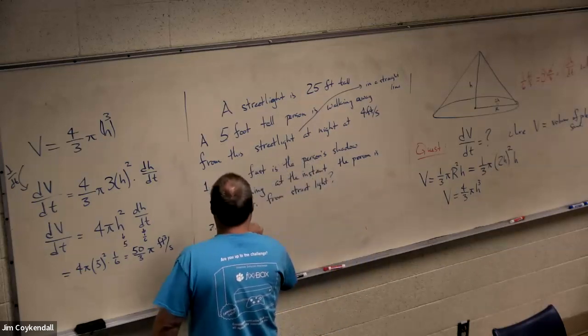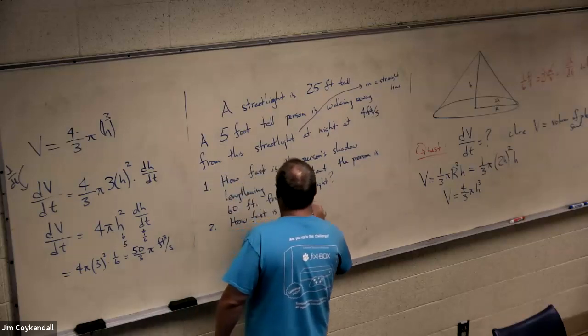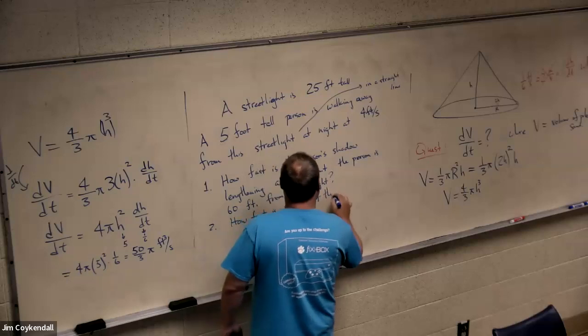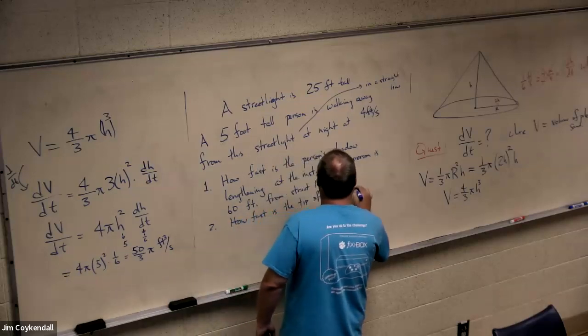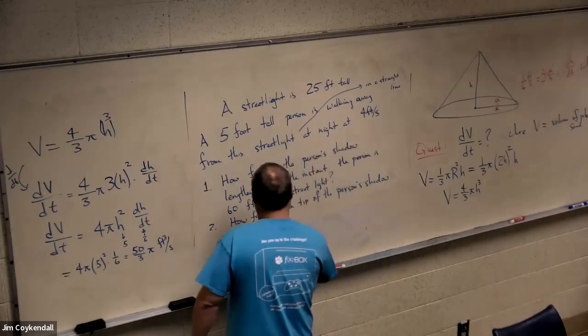And how fast is the tip of the person's shadow moving at that instant?